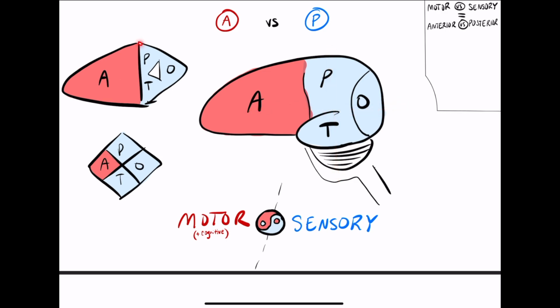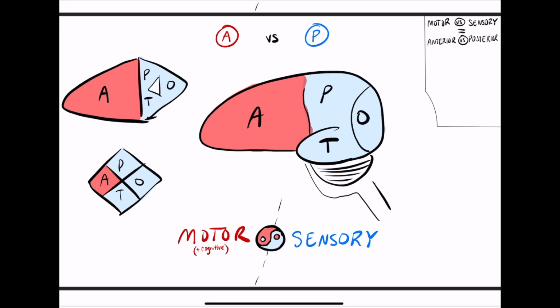Or I can represent it this way and say, hey, it's sensory versus motor. And what divides, this dividing line is the central sulcus. So that central sulcus, it's literally called that because it is the center division of your brain. It divides the front of the brain from the back of the brain. It divides the motor from the sensory.